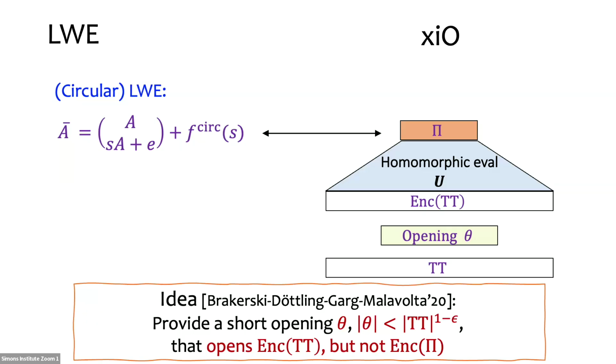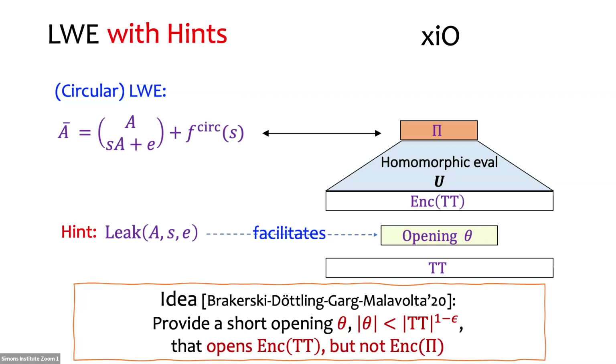Okay, how can we achieve that? That's why LWE with a hint was born, where the hints are essentially leakage of the original circular LWE samples, and as leakage can depend on everything, right? The leakage is supposed to facilitate building this succinct opening setup, but clearly this is also a very delicate business, because we need to get it right so that this leakage allows me to open some encodings, but keeps the rest intact. Okay, so this is the difficult part.